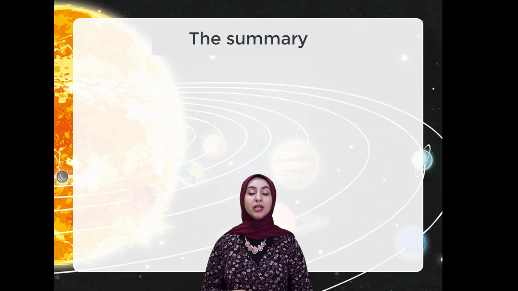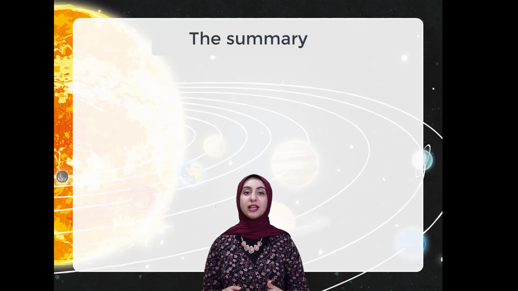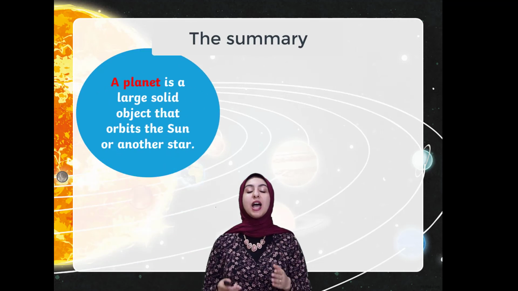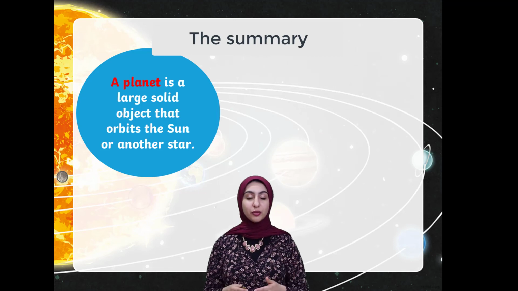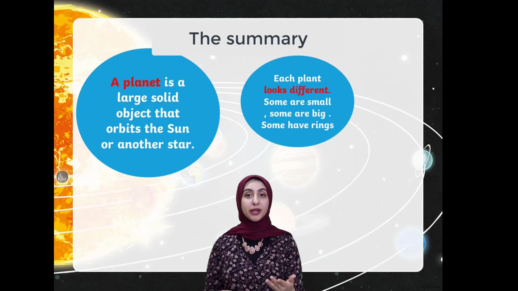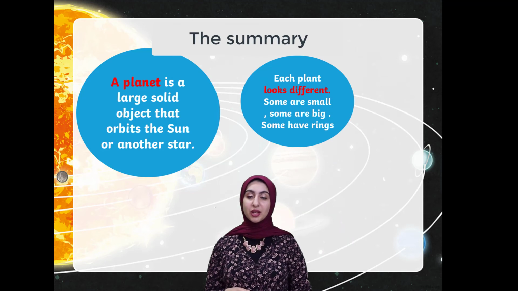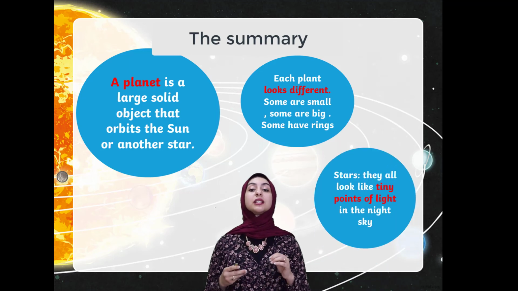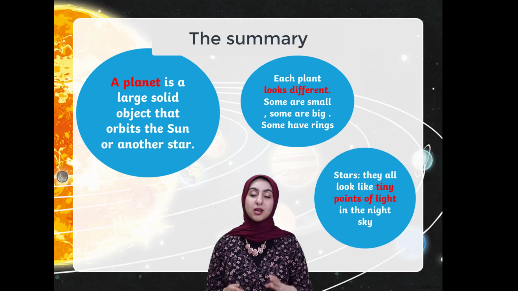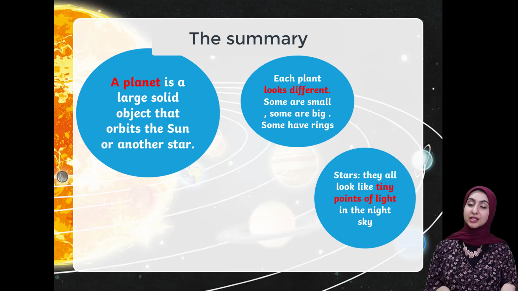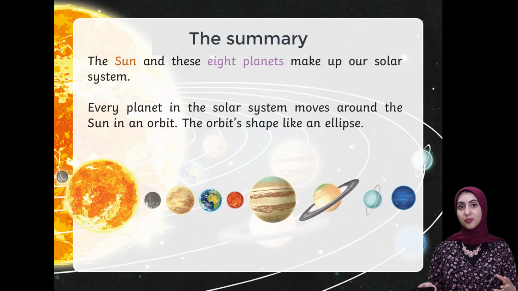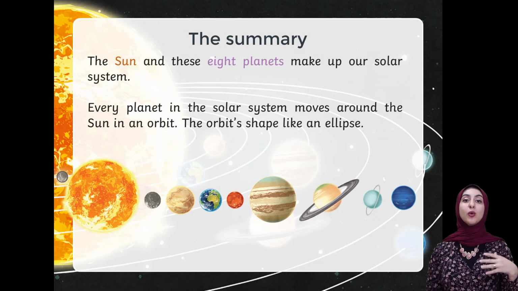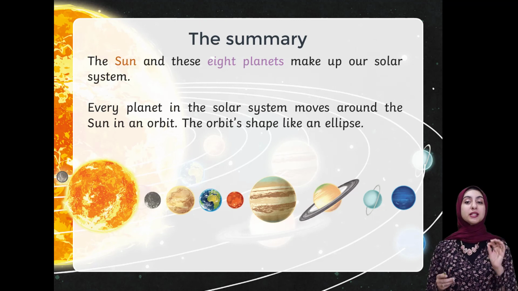In our topic today, we talked about the planet and we said it is a large solid object that orbits the Sun or another star. And we said each planet looks different. Some are small, some are big, and some have rings. And also we talked about the stars and we said they all look like tiny points of light in the night sky. And we said in our solar system we have the Sun and 8 planets.